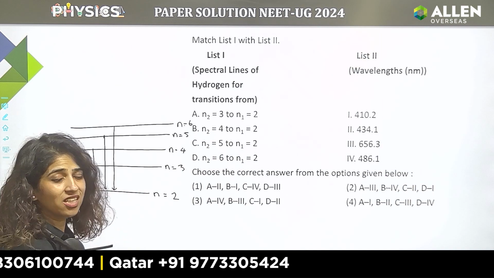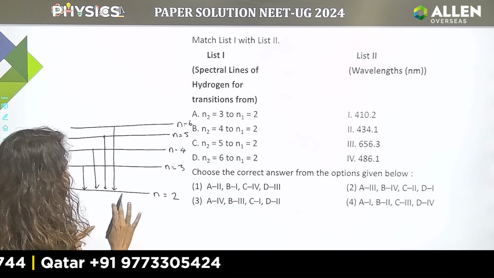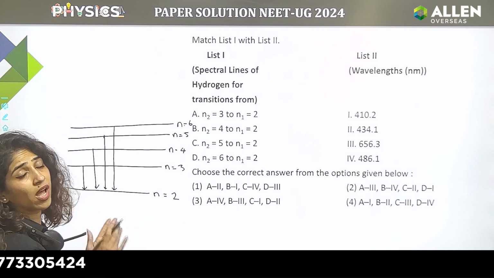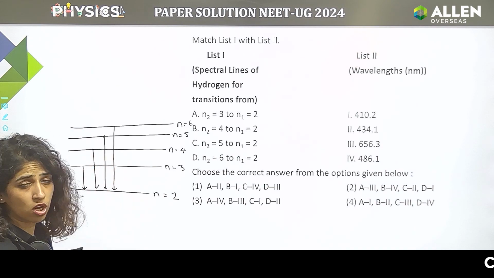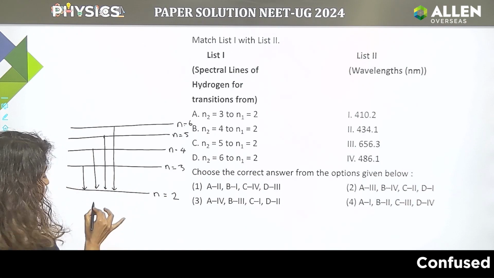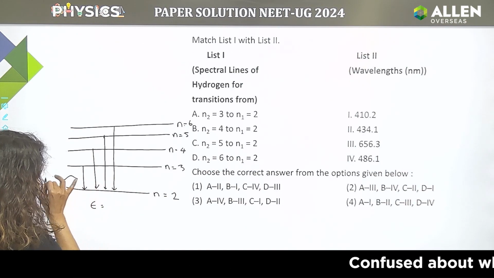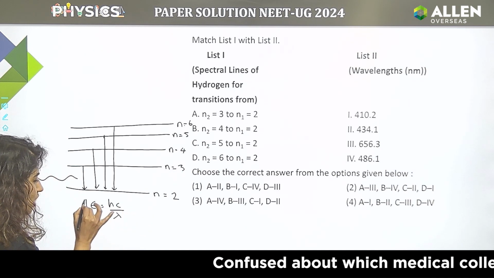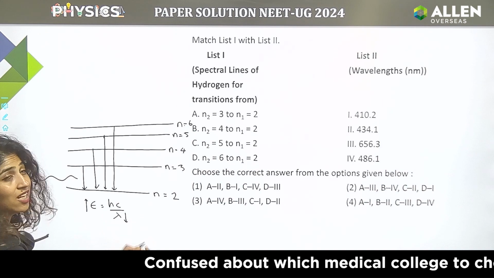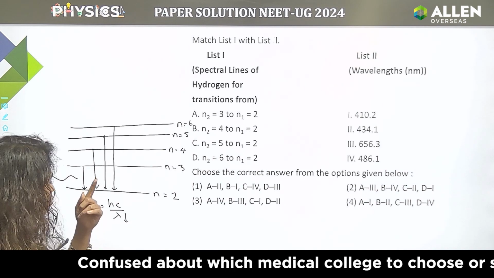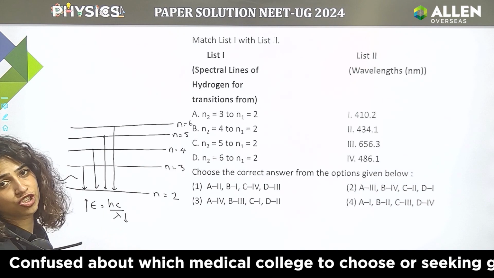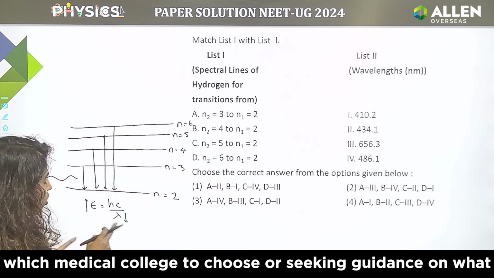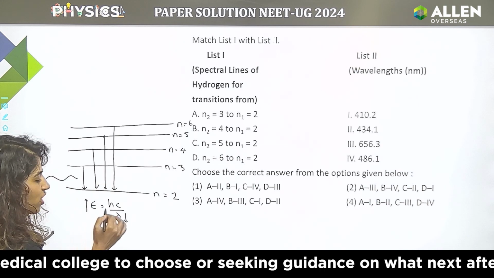If you see in this jumping, the energy difference goes on increasing. 3 to 2 has less energy difference, 4 to 2 has greater energy difference, 5 and so on. So if energy increases, energy is equal to the photon given out, hc by lambda. So as energy increases, what happens to wavelength? It will decrease. So you just have to arrange the wavelengths in a proper order to get this. So from this, what do you understand? As energy increases, wavelength decreases.